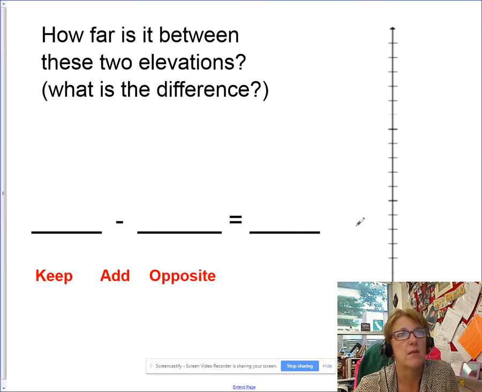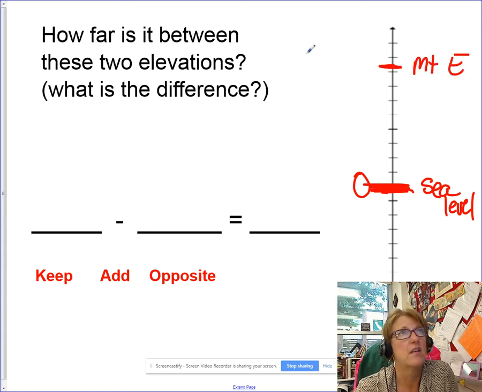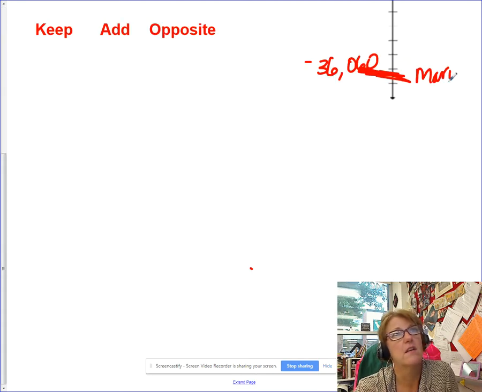Now, do you notice I have a little number line off here to the side? If I wanted you to find how far it is between these two elevations, go ahead, just pick anywhere in the middle here and call that 0, because this is sea level. Somewhere way up here, and just go ahead and draw it in. Here's Mount Everest at 29,035 feet. Here's the Mariana Trench, way down here at negative 36,060 feet.